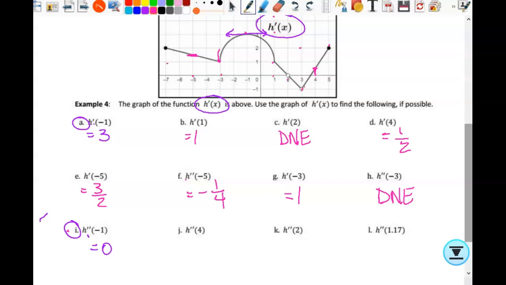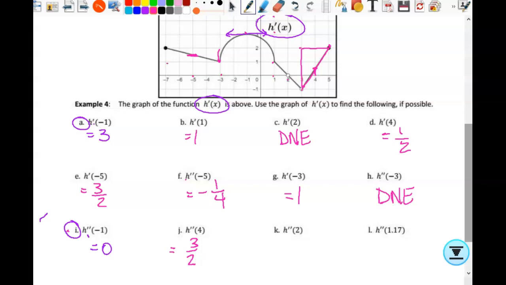Here's J. H double prime of 4. So here I am at 4. H prime is my graph, so I need this slope, which we really have already talked about. First of all, is that slope positive or negative? Positive, so I don't have to worry about a sign. And then I know that I go up 3 and over 2. So that's 3/2.